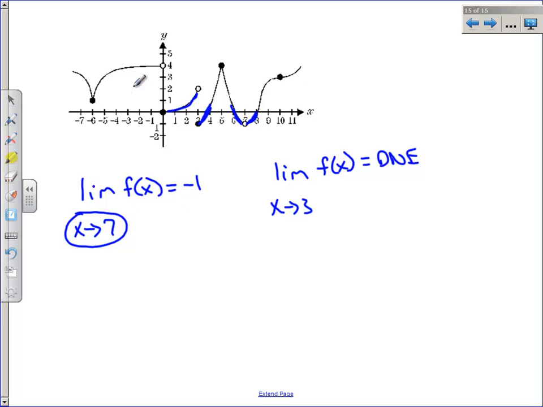Okay, let's just do one last example here. What about the limit as x approaches -2 of f of x? Well, here we can see -2 from the right and from the left. It's approaching the same value, and it looks like it's a little bit smaller than 4. So I'd say it's close to 4.